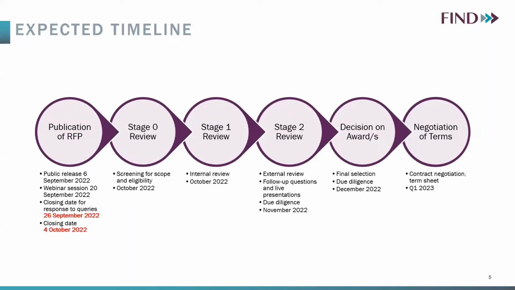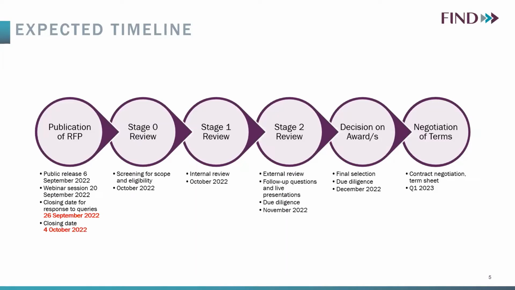So the review will be performed in 3 stages, and I will go into more detail on that in subsequent slides, but still to provide an overview on the timeline, stage 0 review, which is initially where we assess all the applications to determine whether they are in scope and eligible for the RFP, will be conducted throughout the month of October, as well as stage 1 review, which is the technical review, business assessment, and where we perform the initial shortlisting. The second stage of the review will be conducted in the month of November.